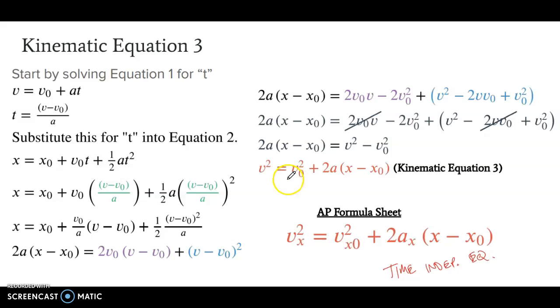And again, a uses the subscript, so there are little x subscripts to indicate we're only talking about the x direction here. Notice that because we substituted for time, time canceled out in our final equation. We call this the time-independent equation. So whenever you run into a situation where time is not given and it's not being asked for, that's a good clue that you probably want to use the time-independent equation.